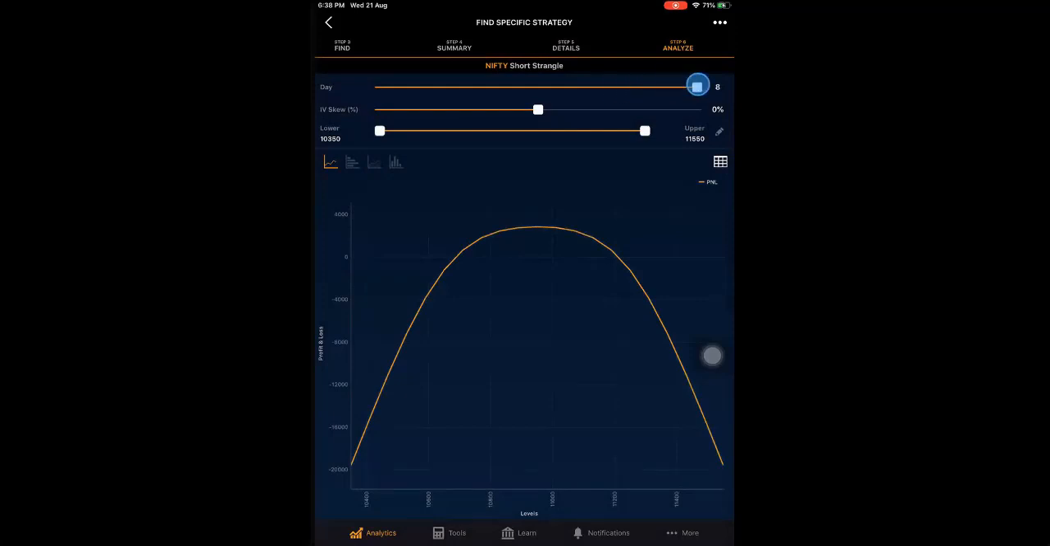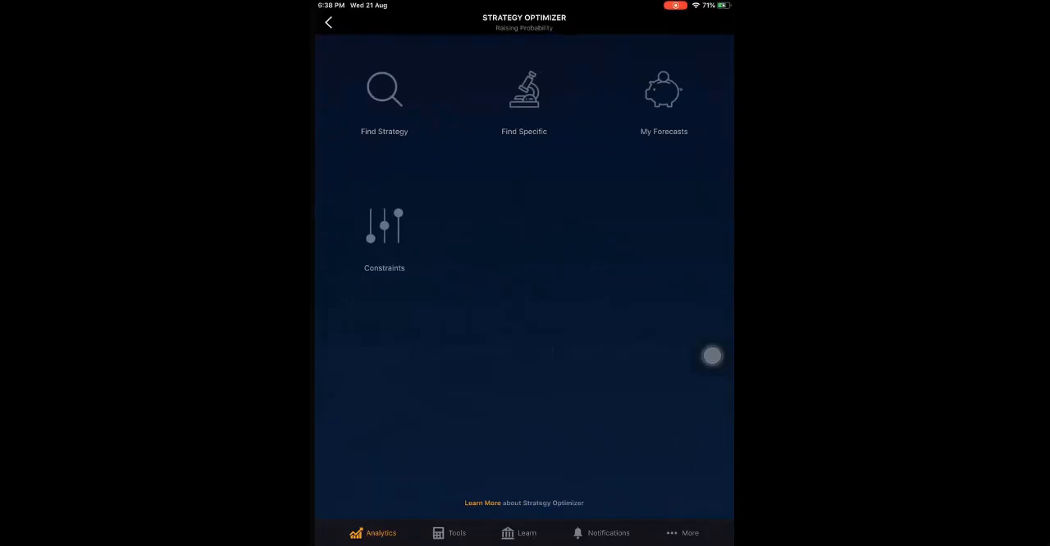Now, instead of Tuesday, if I want to say on Thursday itself, how will this strategy PNL be? So here is the PNL, 3,000 rupees. 1 day before, it would be 2,800 rupees. So this way, your PNL would be different at different times. Using the optimizer, you can find a strategy from the list of strategies. You need not be particular about what strategy you want to do. It will give you the top 5 best suited strategies. Using find specific, you can do minute analysis of one strategy. It will give you the best combination for that particular strategy.